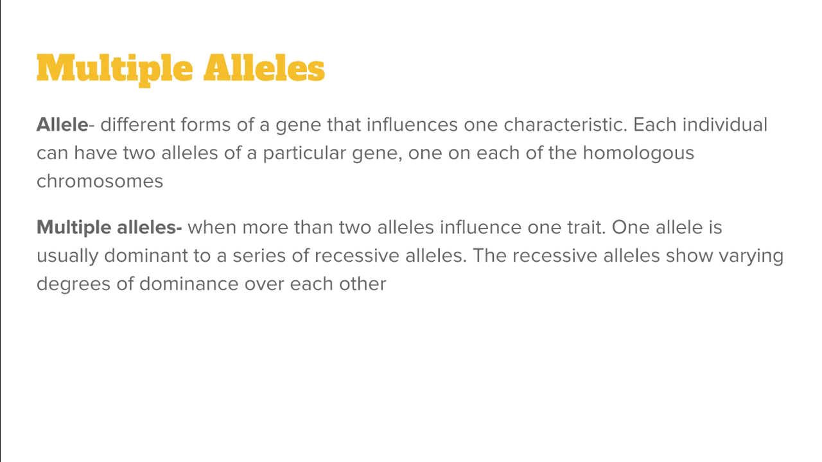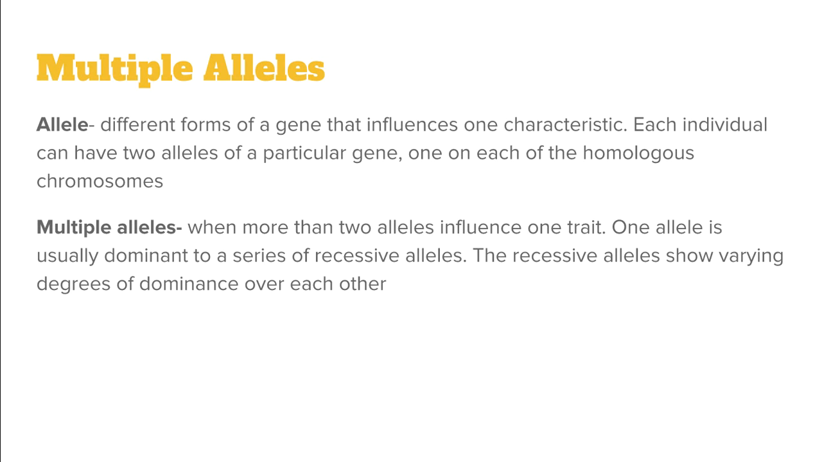Remember when we talk about an allele, they are different forms of a gene that influences one characteristic. And therefore, each individual can have two alleles of a particular gene, one on each of the homologous chromosomes. And these usually come one from each of their parents. When we talk about multiple alleles, we're talking about when more than two alleles influence one trait.